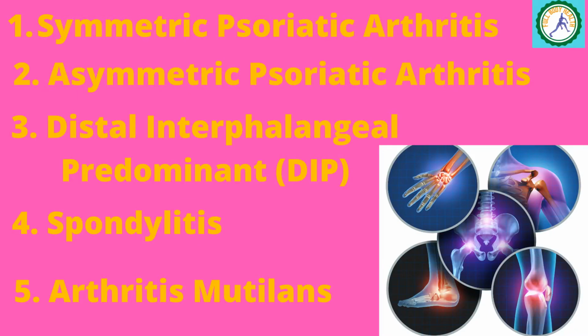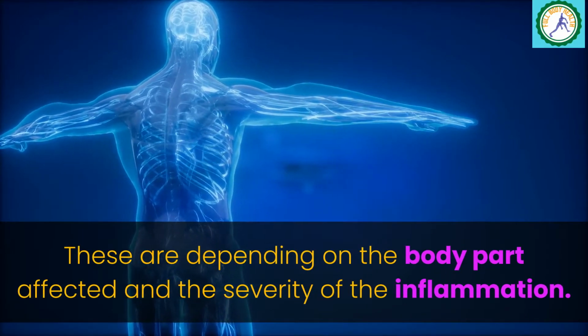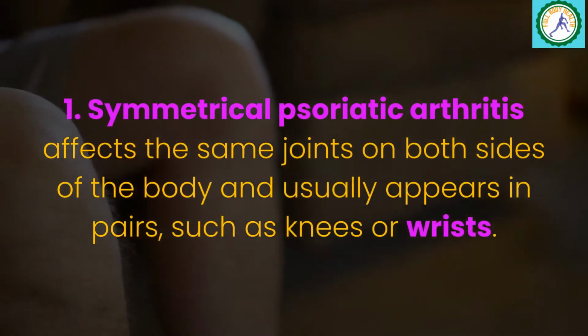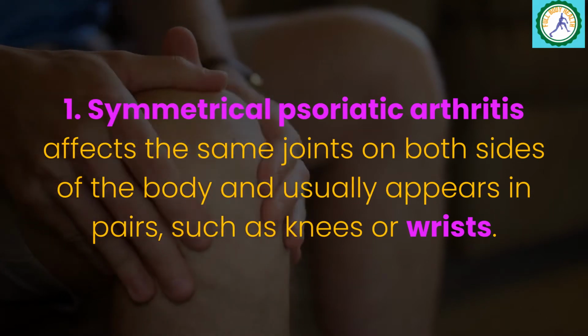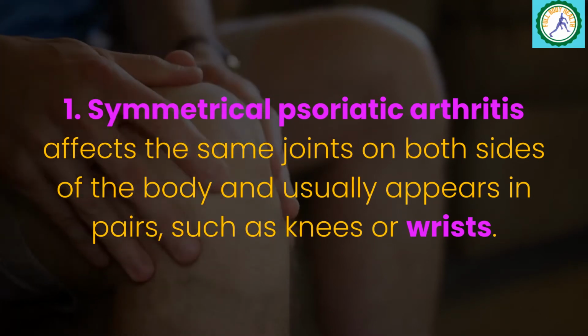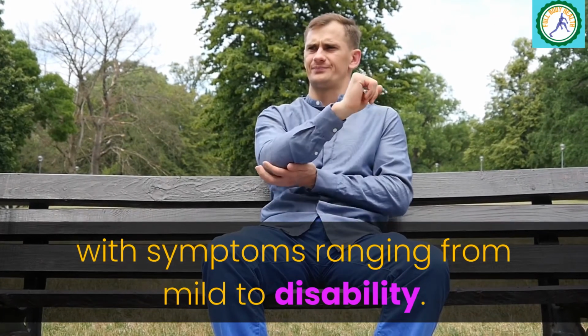Psoriatic arthritis types. There are 5 types of psoriatic arthritis: symmetric psoriatic arthritis, asymmetric psoriatic arthritis, distal interphalangeal predominant, spondylitis, arthritis mutilans. These are depending on the body part affected and the severity of the inflammation. 1. Symmetrical psoriatic arthritis affects the same joints on both sides of the body and usually appears in pairs, such as knees or wrists. It is believed to be similar to rheumatoid arthritis, with symptoms ranging from mild to disability.